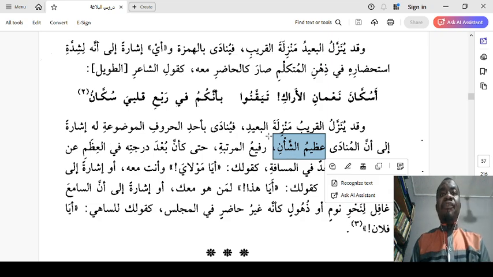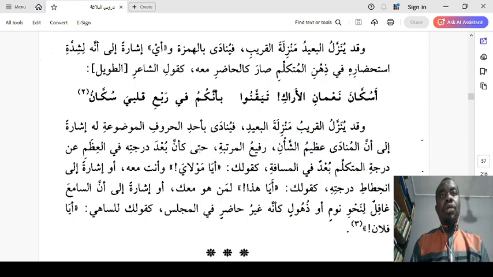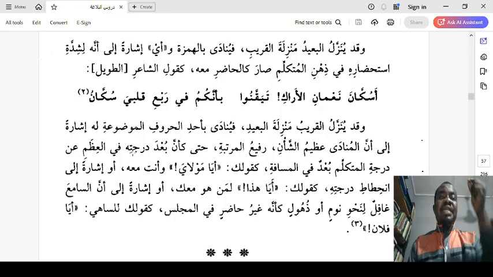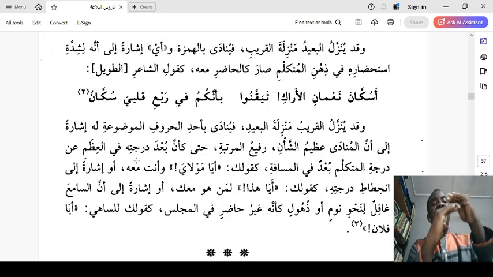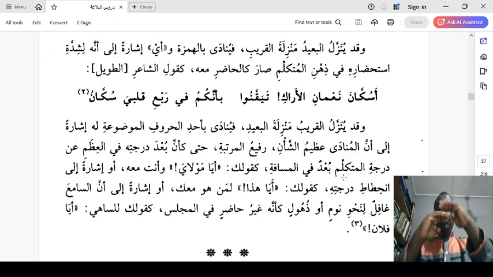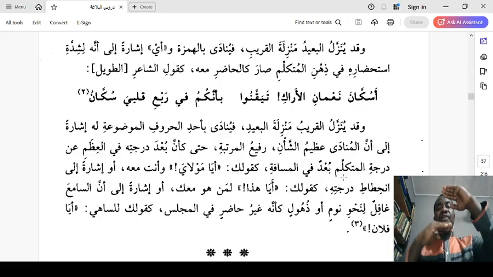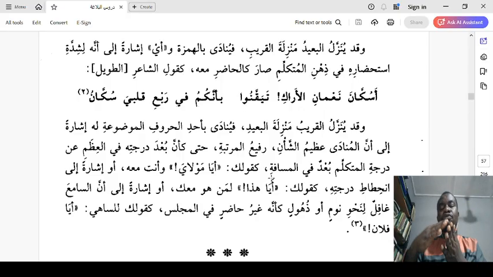And then also Rafi'ul Martaba, somebody being of a higher status. In such a case, حتى كأن بعد درجته في العظم عن درجة المتكلم, due to the person's level being farther from the level of the one speaking, it is considered to be بعد في المسافة. It's considered to be a fartherness in terms of distance.